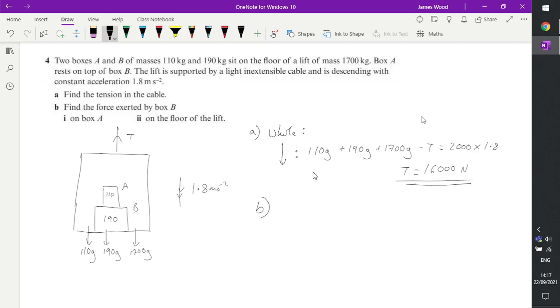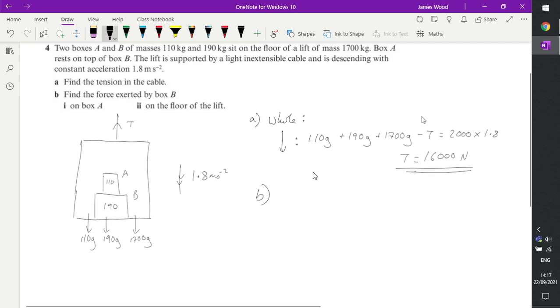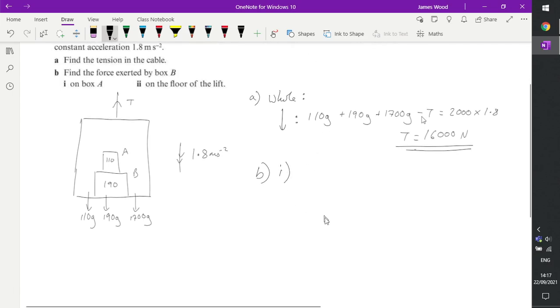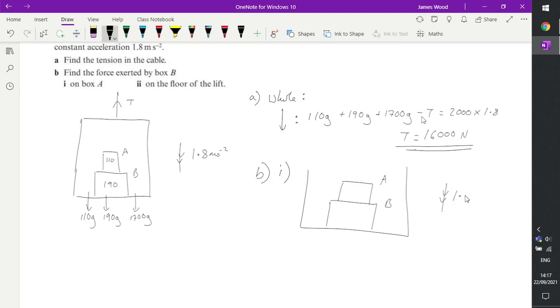For part B, we've got to find the force exerted by box B, so by the bottom box, on box A is the first bit. So let's zoom in on these boxes here, because what I'm interested in this question is what's going on here, the forces between A and B. So I'm looking at this interface here. So let's just draw that out. The whole thing's accelerating downwards at 1.8 meters per second squared. The bottom box is 190, the top box is 110.